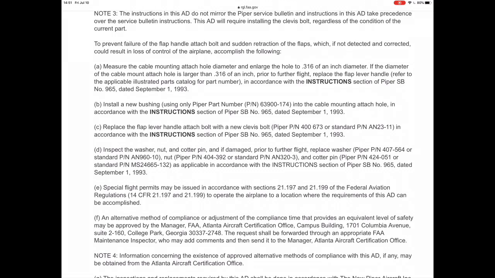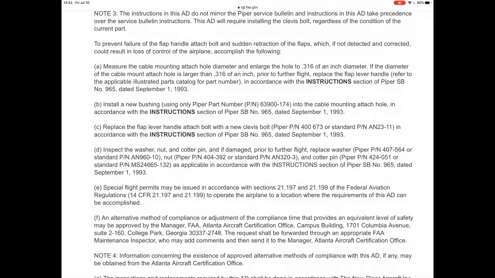To prevent failure of the flap handle attachment and sudden retraction of the flaps, which if not detected and corrected could result in loss of control of the airplane, accomplish the following. And we are given a set of paragraphs, A through F, that tell us how we can comply with this. E tells us that we can obtain a special flight permit, so something like a ferry permit, if we are not in a position where we can make the repairs.